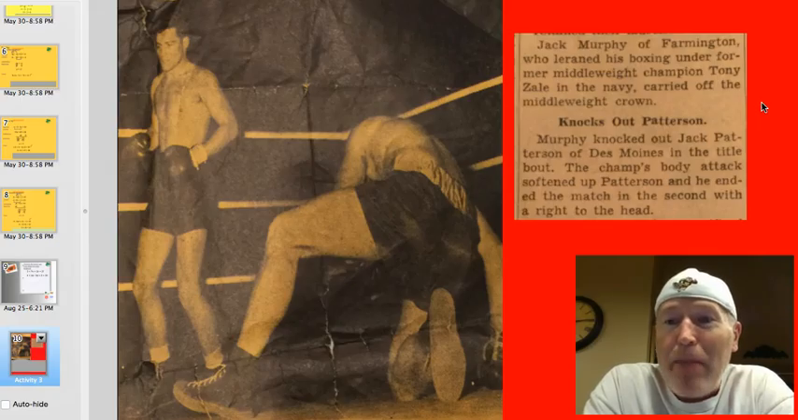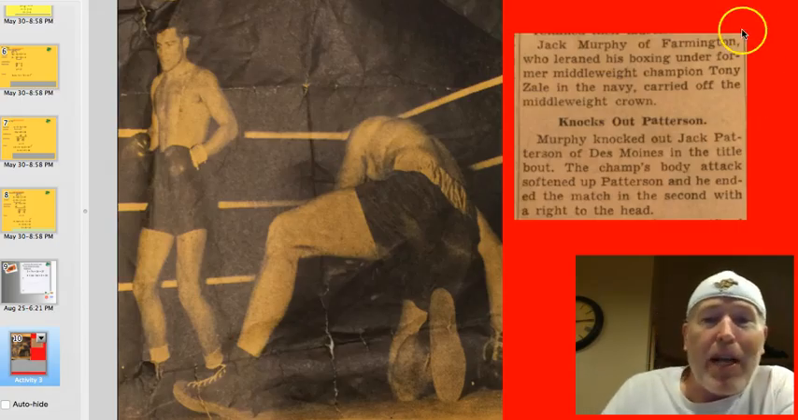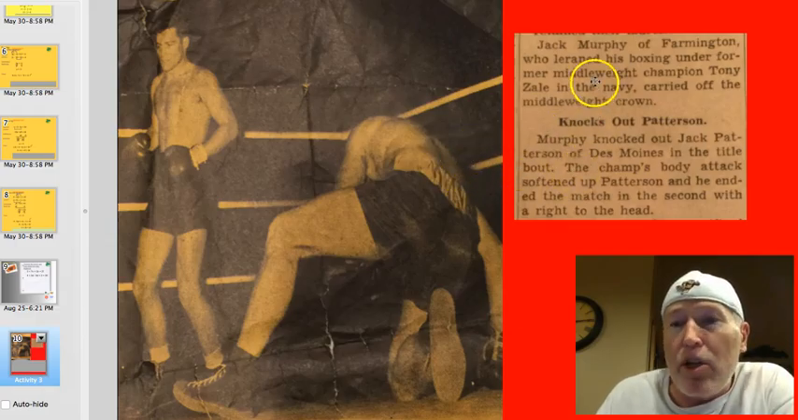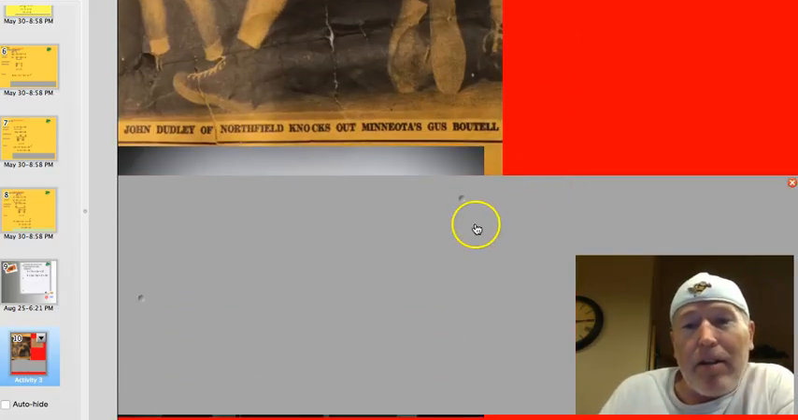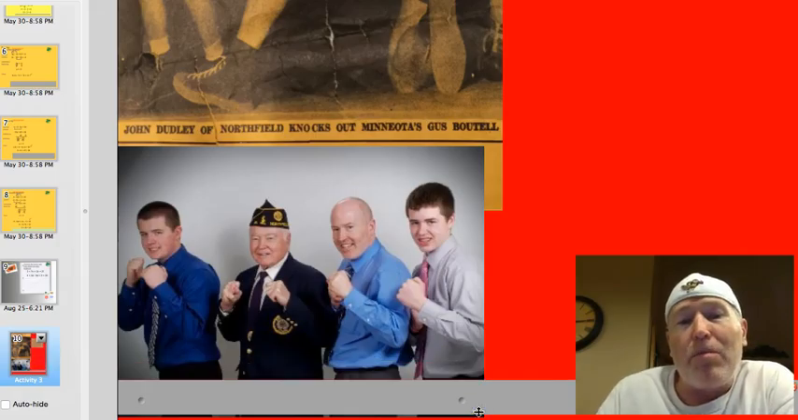Murphy knocked out Jack Patterson of Des Moines in the title bout. The champ's body attack softened up Patterson, and he ended the match in the second with a right to the head. So my dad was quite a boxer, so he held the middleweight championship of Iowa under the name of Jack Murphy. All right. And my dad was very proud of his grandkids. So there's him with the grandkids and me.